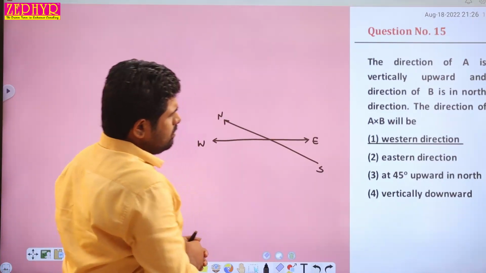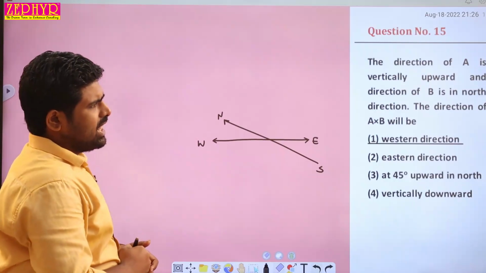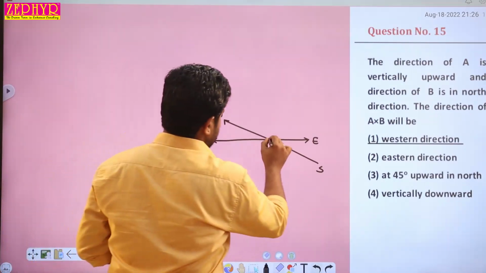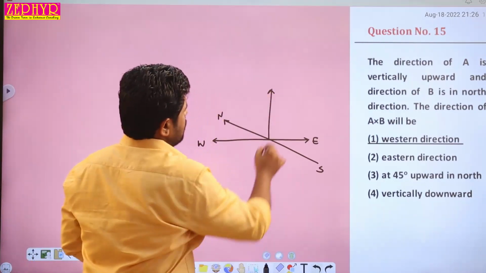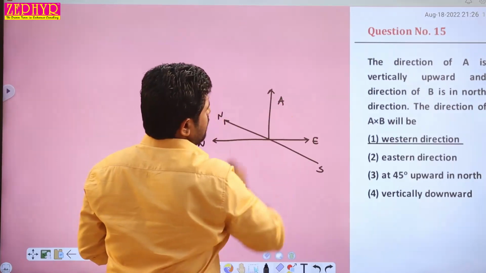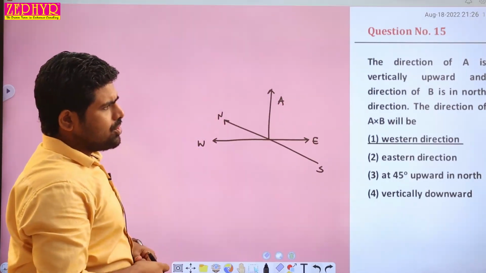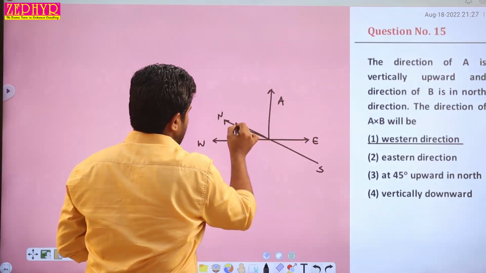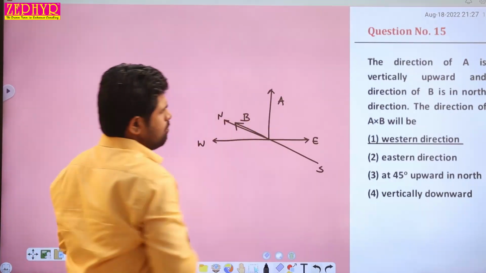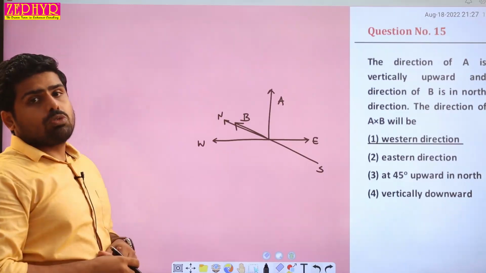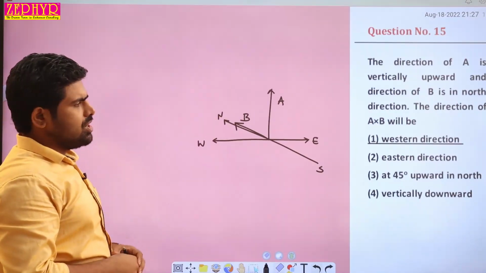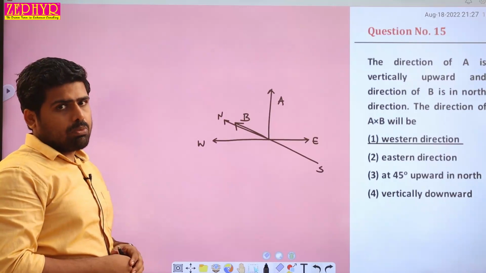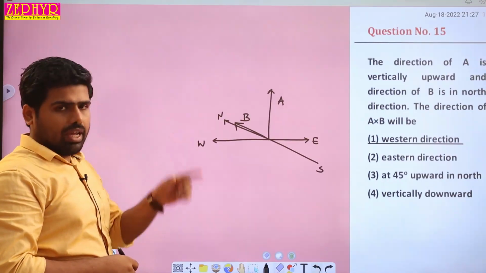So here the direction of A is vertically upward, so this one is the direction of A, and the direction of B is in north, so this one is the direction of B, and A cross B will be. In this situation we use the right hand grip rule to find out the direction of A cross B.